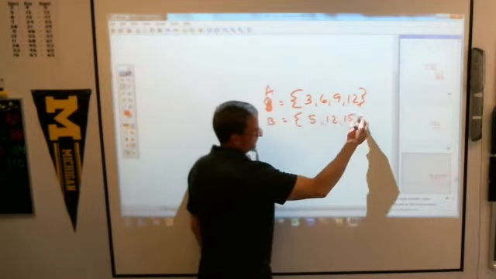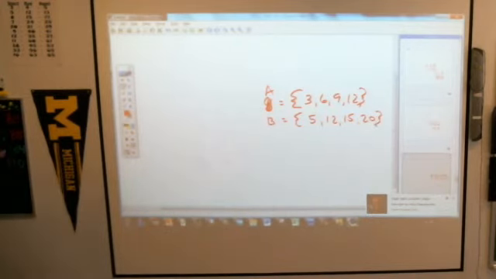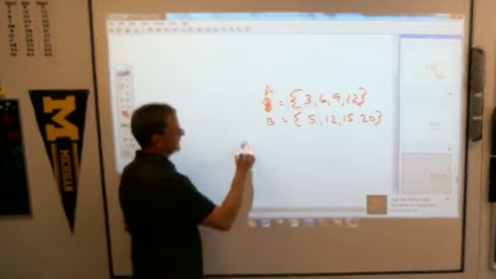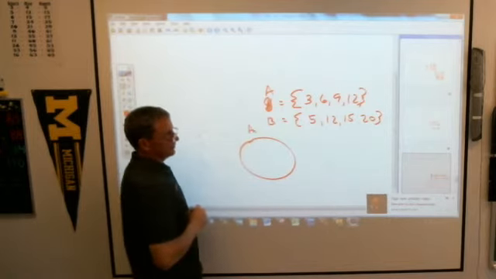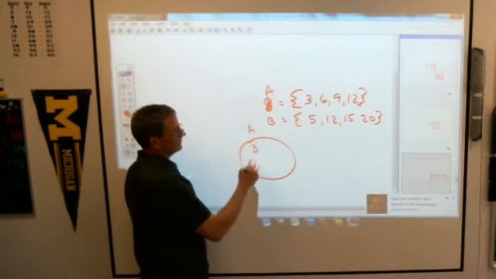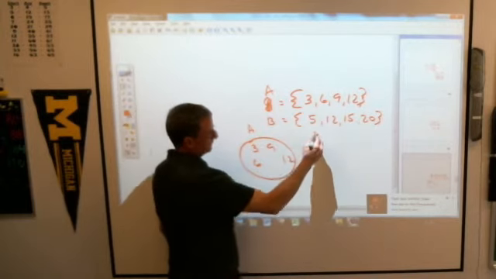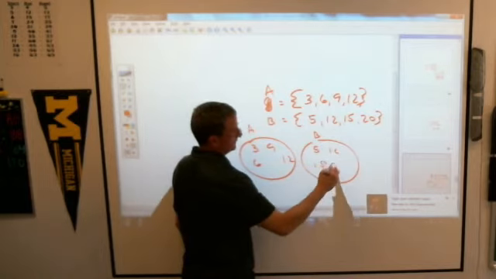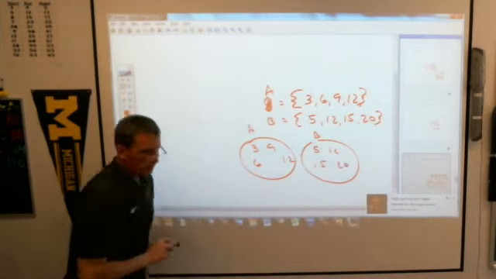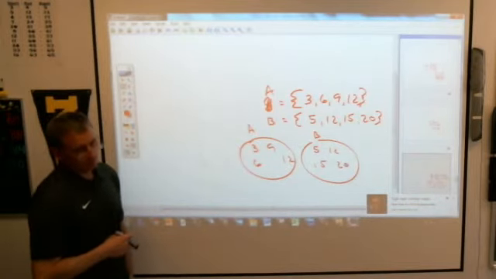12, 15, 20. Right? So if you are talking a Venn diagram, which means circles that contain these things. So if this is the letter A, what numbers does A have? 3, 6, 9, and 12. What numbers does B have? B has 5, 12, 15, and 20. But at this point, you would look and say, wait a minute, they both have 12.